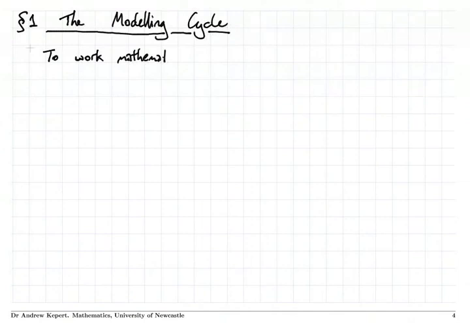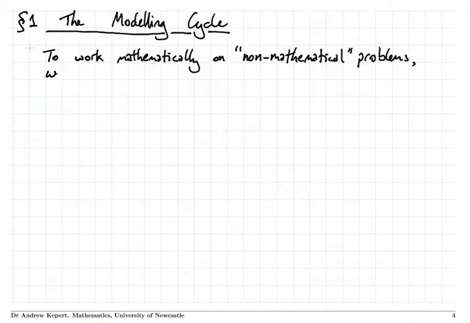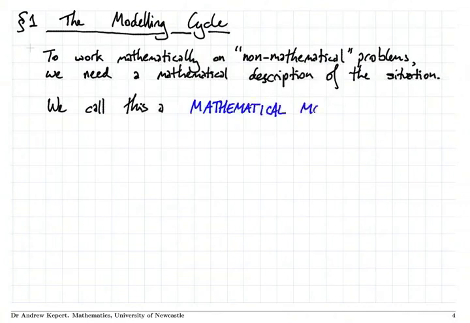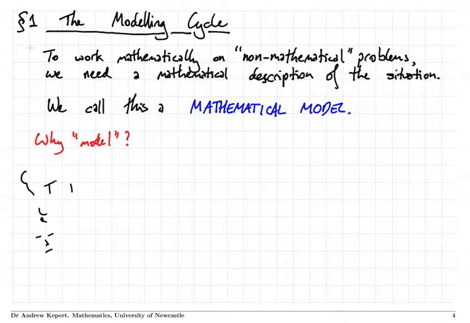If we are going to work mathematically on non-mathematical problems, we need to translate our real-world problem into a mathematical version of the problem, a mathematical description of the situation. When we do this, we get what's called a mathematical model of our situation. You might wonder why we use the word model here. Well, in fact, it's the same sense in which you use the word model in other contexts.